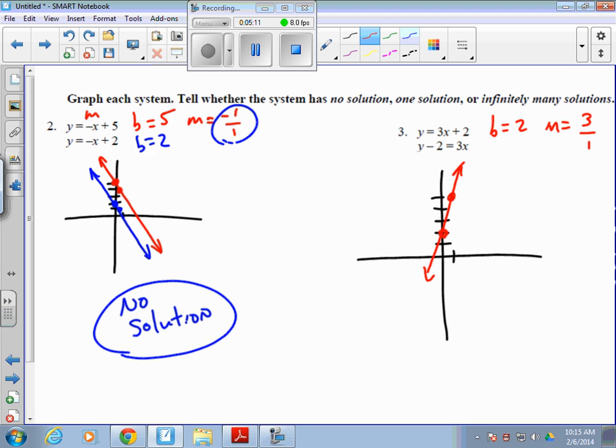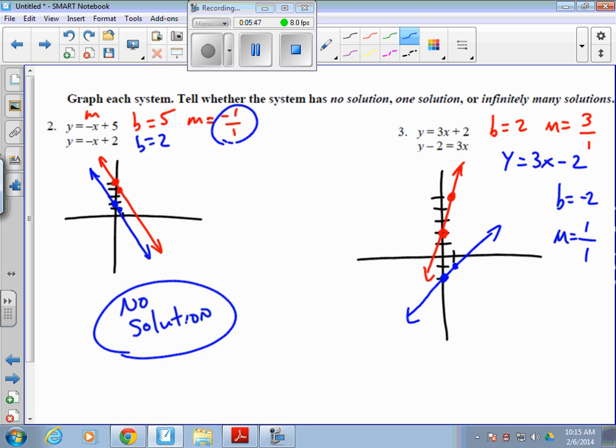The second equation is not in y equals mx plus b form. You have to move that negative 2 to the other side. When you do that, you get y equals 3x minus 2. Now you have a b value of negative 2. So that means begin at negative 2 on your y-axis right there. Your slope value for this one, you can see your m value is positive 1. That means go up 1 and to the right 1. So up 1 and over 1, and that equation is going to look like that.